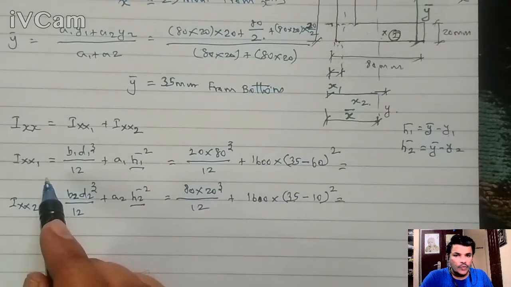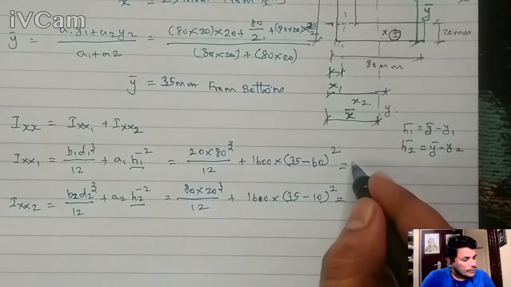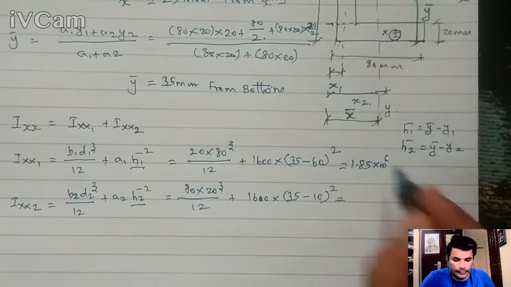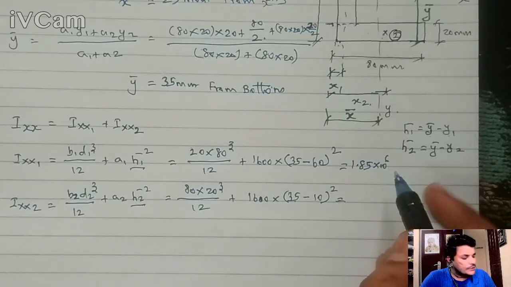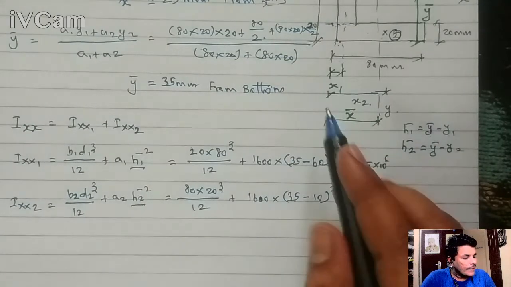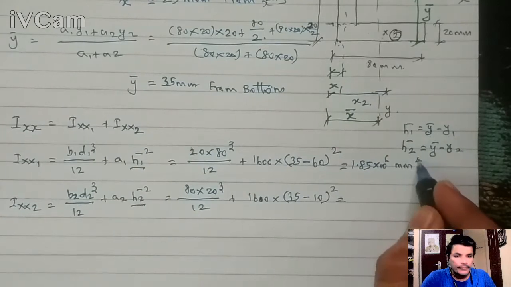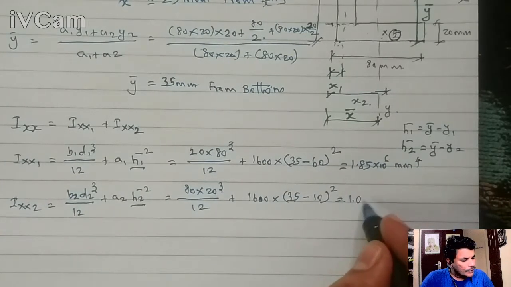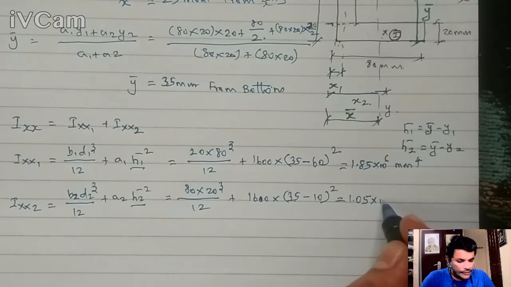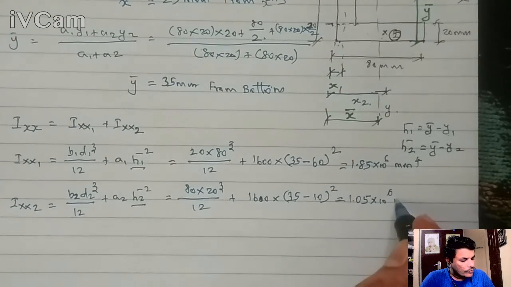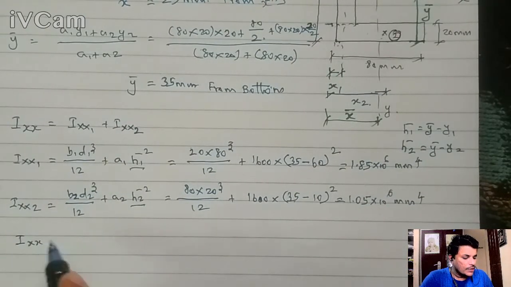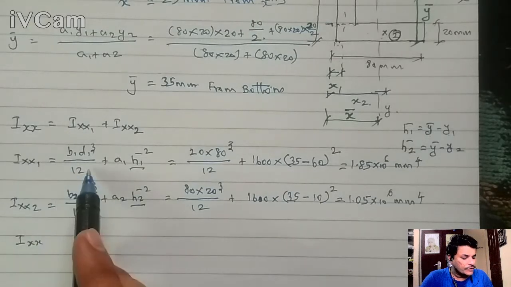so Ixx1, the value I calculated, comes around 1.85 into 10 power 6. The unit of moment of inertia: all the units are in mm, so mm power 4. Similarly Ixx2, I calculated the value is 1.05 into 10 power 6 mm power 4. So now I need to calculate the total Ixx. This is for section 1, this is for section 2.